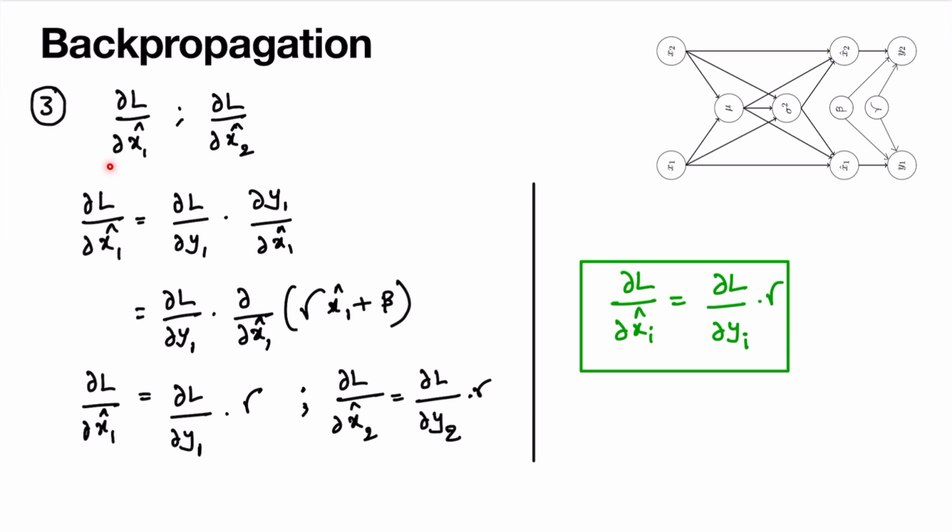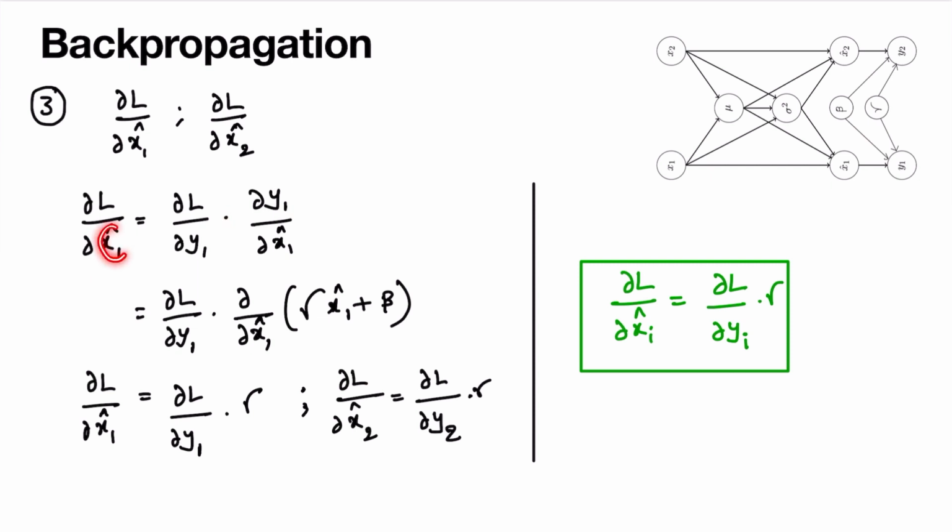So we will calculate the derivative of loss with respect to x1 cap and the derivative of loss with respect to x2 cap. Both are similar looking, so once we calculate for this one, the expression will be similar for this also. I am calculating the derivative of loss with respect to x1 cap here. Loss is not directly depending on x1 cap, so I need to take the chain rule. So this is what the chain rule is.